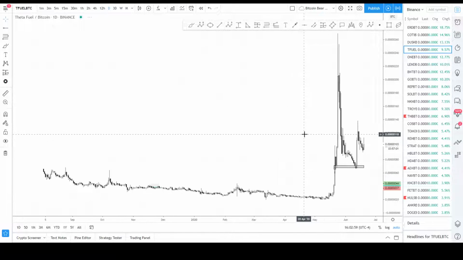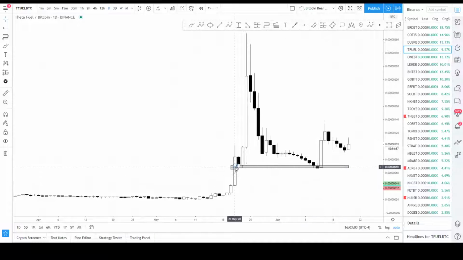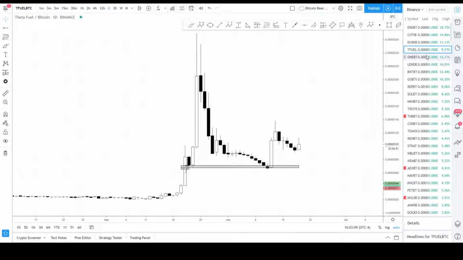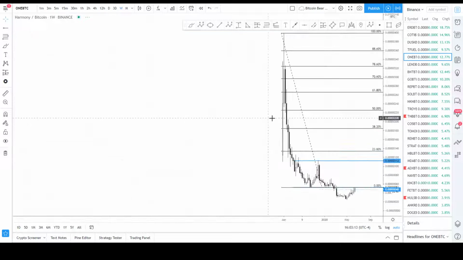T-Fuel, this is kind of a tough chart. This was just kind of pumping on the Theta news, the Samsung partnership. We had, basically, daily support here. I did not take that trade. A little bit too high risk for me. This is a really good example as well.